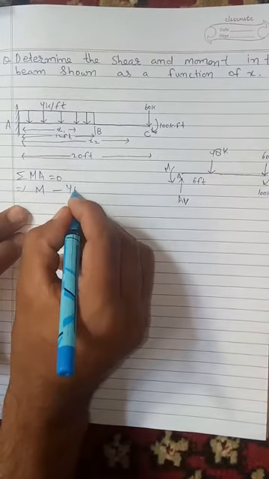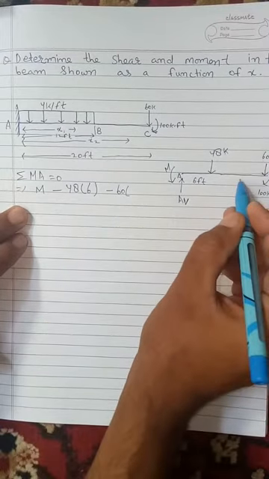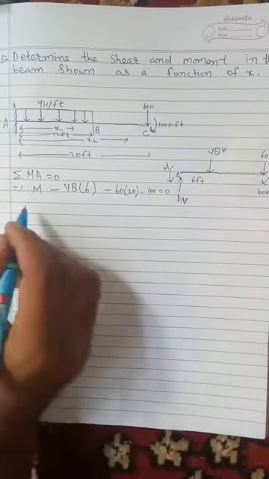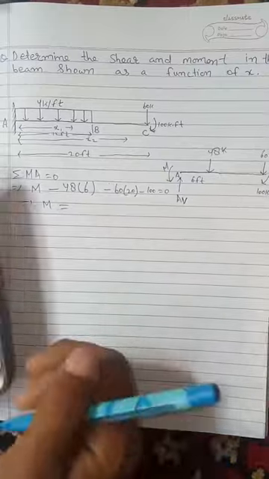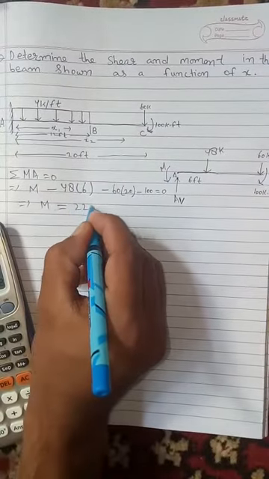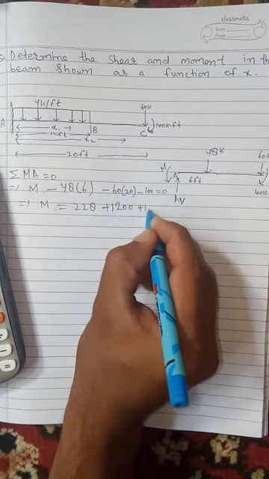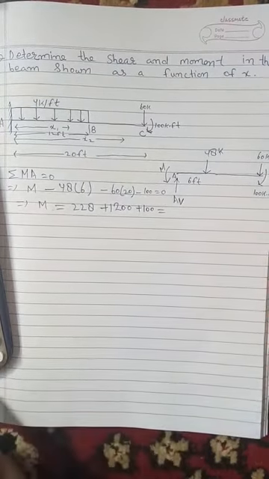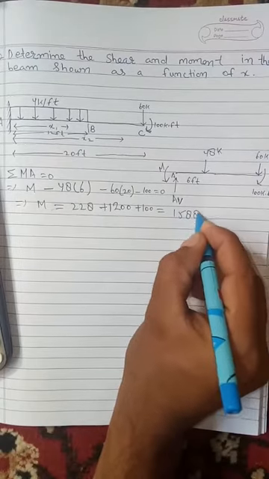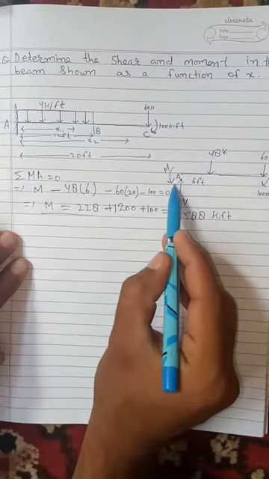Which further implies M minus 48 into the distance of 6 feet, minus 60 into the total distance of 20 feet, minus 100 equals 0. Which further implies M equals 48 into 6, plus 60 into 20, plus 100, which comes out to be 1588 pound feet. So this is our moment at this point A.